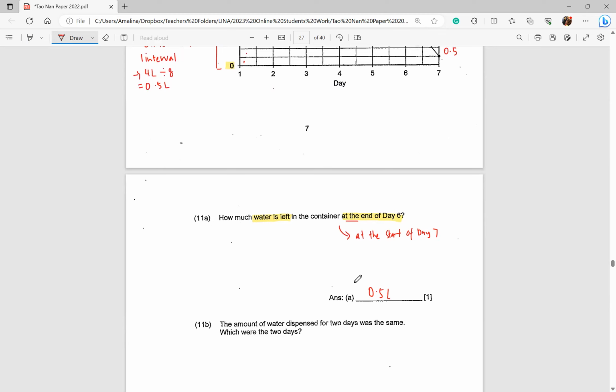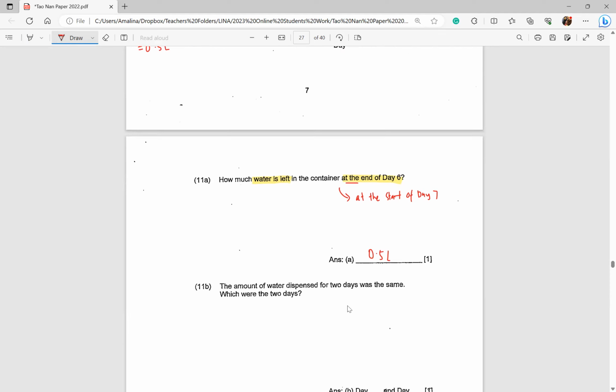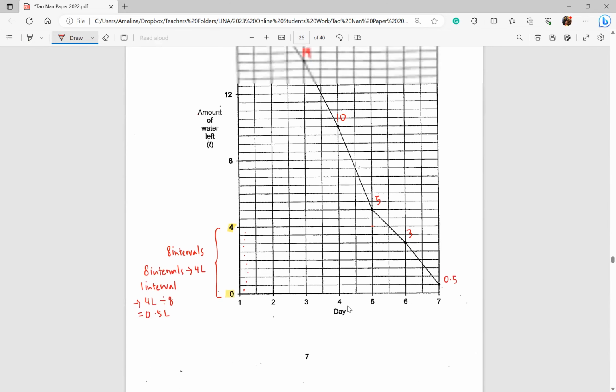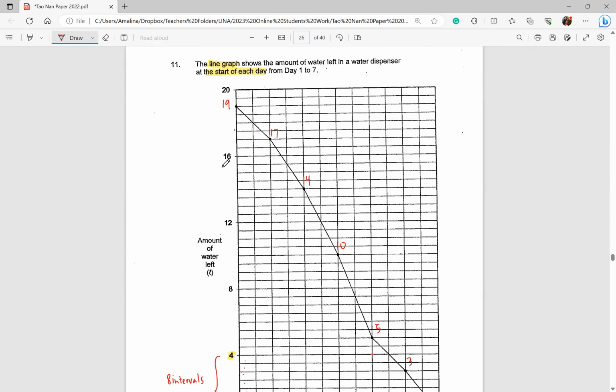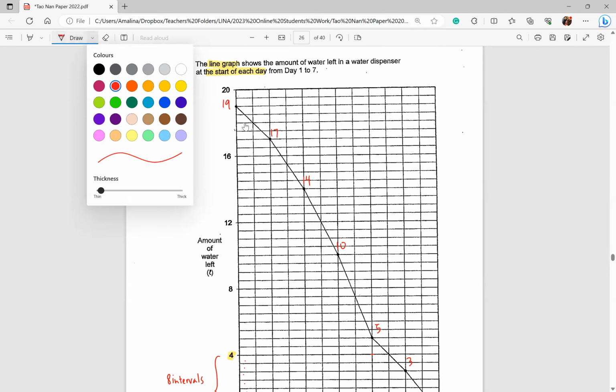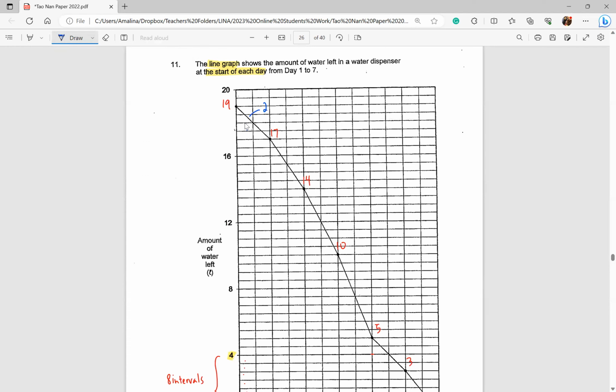Now for part B, the amount of water dispensed for 2 days was the same. Which were the 2 days? How do you find the water you dispense out? You have to compare at the start of each day. So I'm looking at the decrease. From day 1 to day 2, if I look at the drop in the water, I took out 2 liters. 17 to 14, 3 liters. 14 to 10, 4 liters.